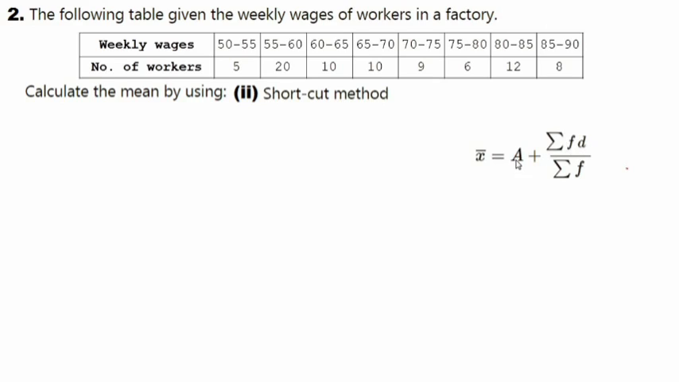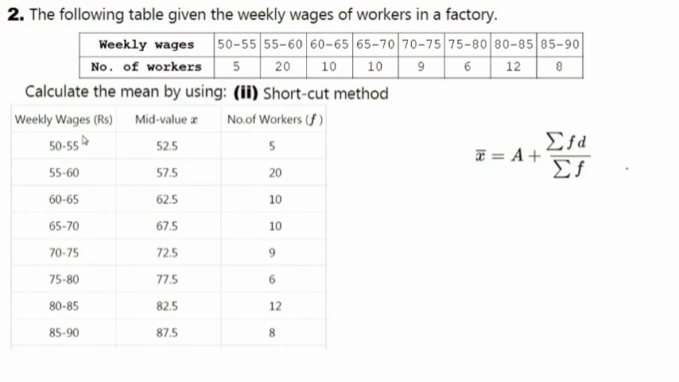So A is the assumed mean, and D stands for x minus A, remember. Okay, so as usual, we will write down this thing from the earlier table itself. So we have got the x. Now you have to take some mean, isn't it? Because you are using the assumed mean method. So let me take the assumed mean to be 72.5.